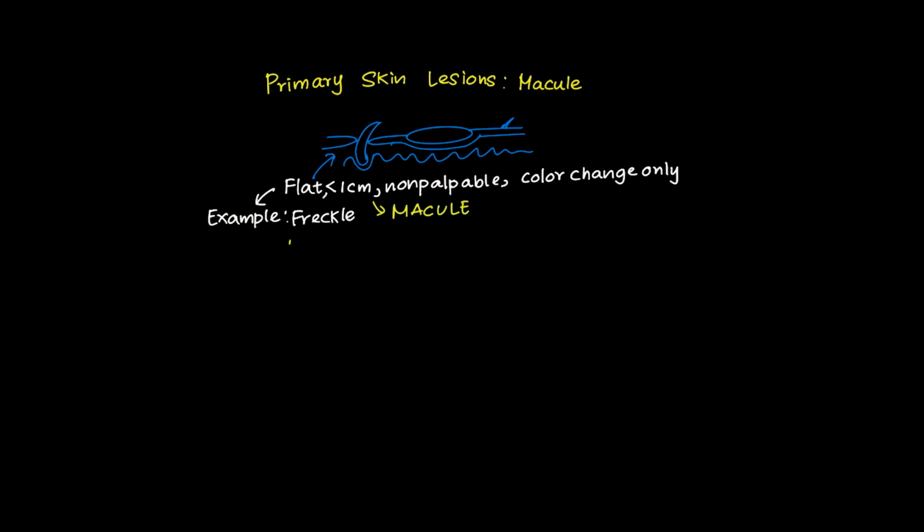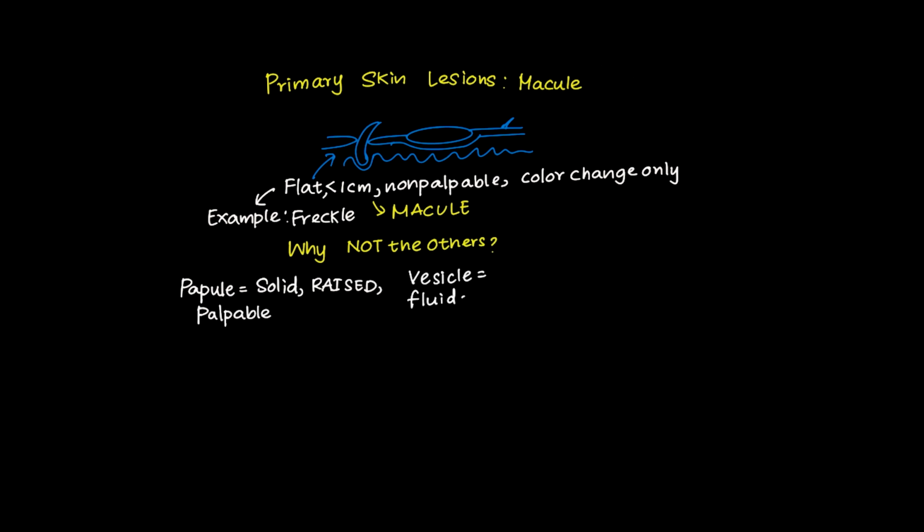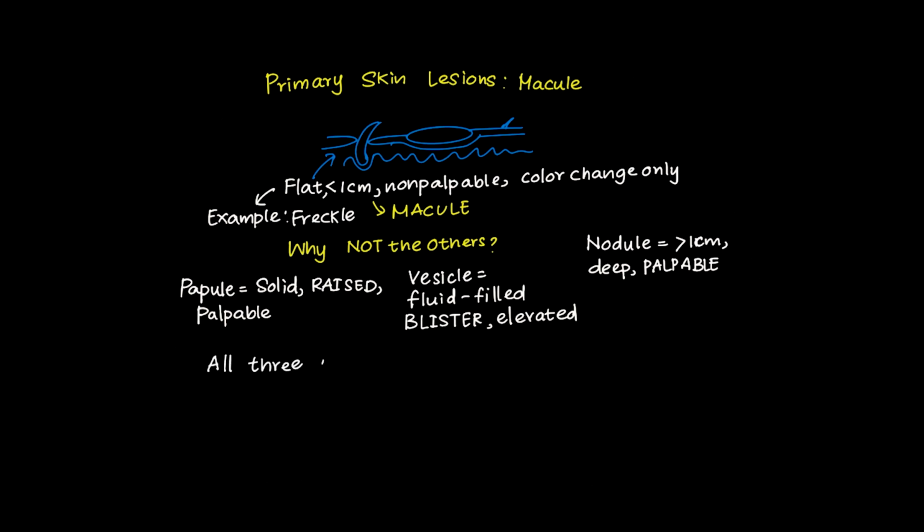Now, the trick on these questions is knowing what makes each lesion type different. A papule is solid and raised. You can feel it above the skin surface, like a small firm bump. That contradicts flat and non-palpable. A vesicle is a small blister filled with clear fluid. Again, elevated and fluid-filled, neither of which applies here. A nodule extends deeper into the dermis, is larger than 1 centimetre, and is definitely palpable. All three of those are disqualified by the description of flat, small, and not palpable.